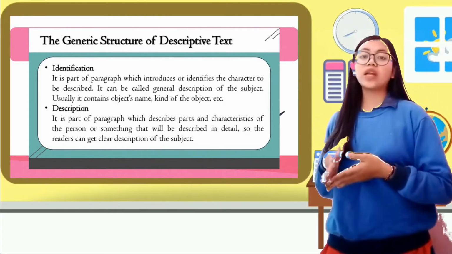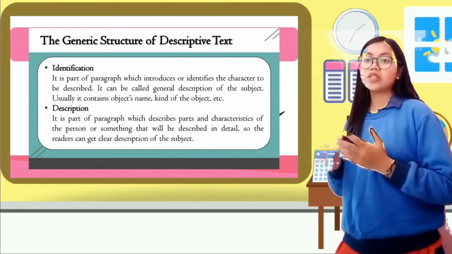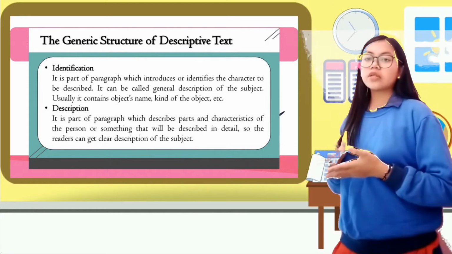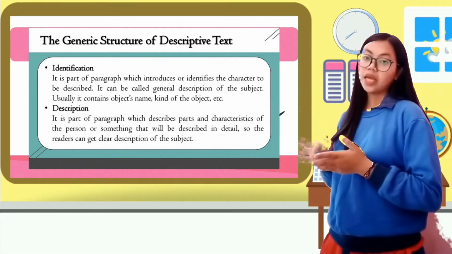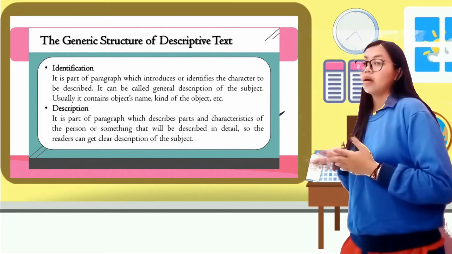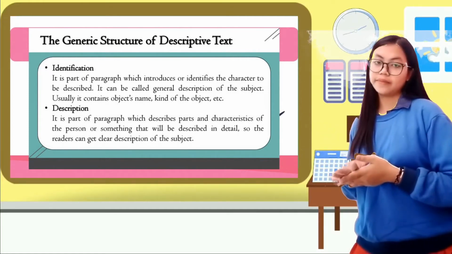And the next one is description. Description is the part of the paragraph which describes parts and also characteristics of the person or something that will be described in detail. So the readers can get a clear description of the subject.